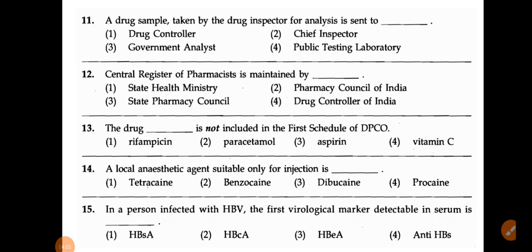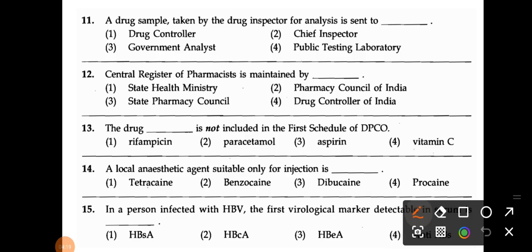The next one, 11th, the drug sample taken by the drug inspector for analysis is sent to. The options are drug controller, chief inspector, government analyst and the public testing laboratory. So here the correct answer is your government analyst. So the drug inspector sends the sample to your government analyst.